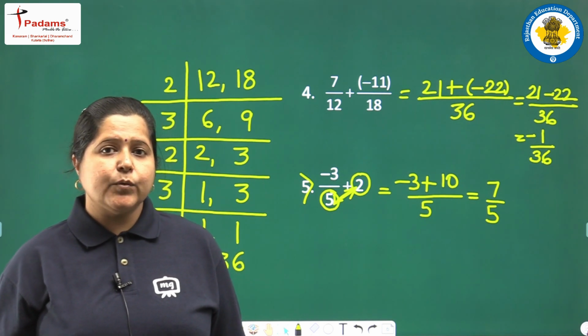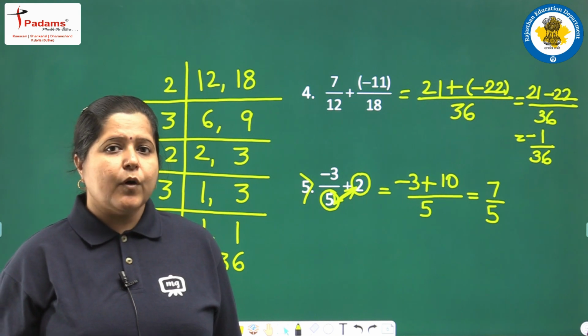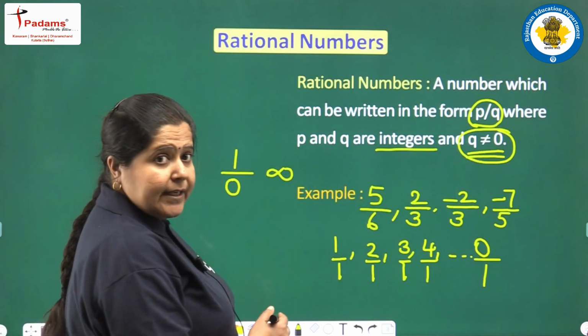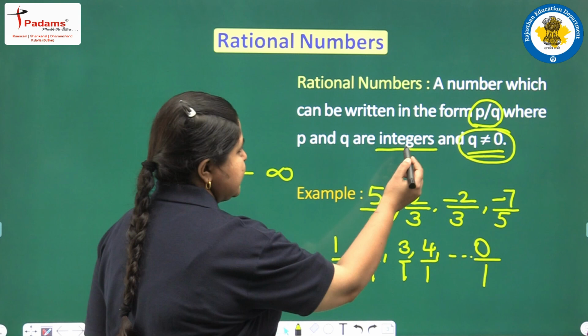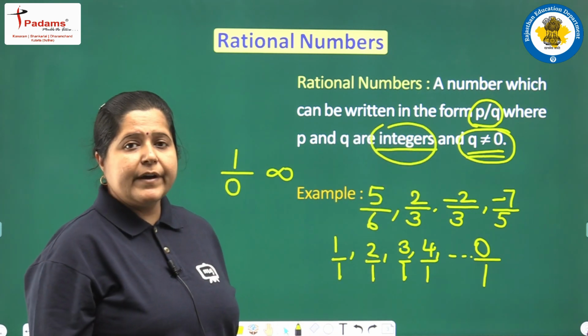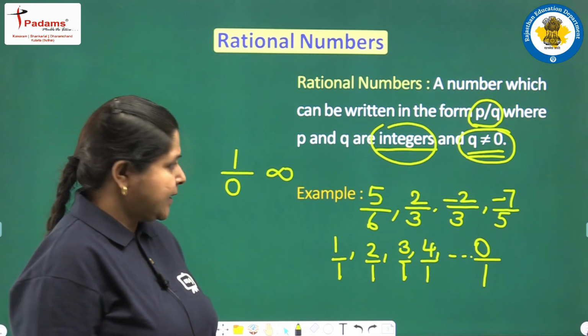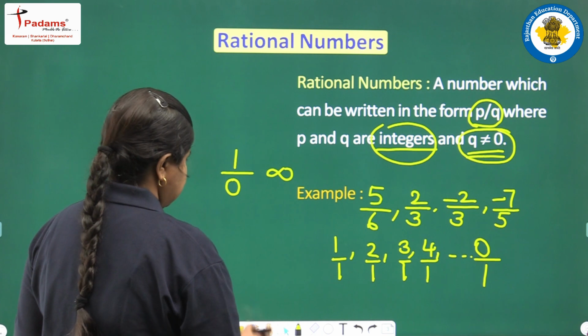Now one confusion is there between rational numbers and fractions. What is the difference between rational numbers and fractions? Let us move on to the difference. The rational numbers are having integers in the numerator and denominator, whereas the fractions have whole numbers in the numerator and denominator. Let us see it.